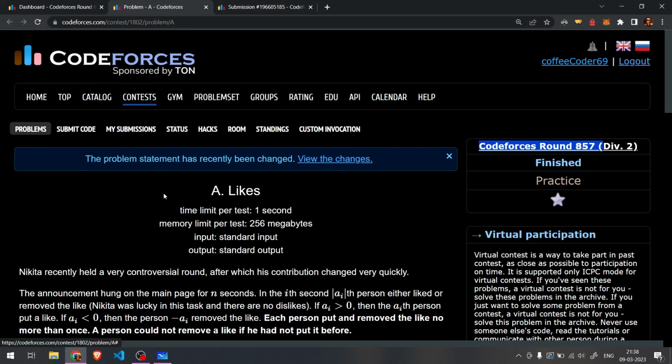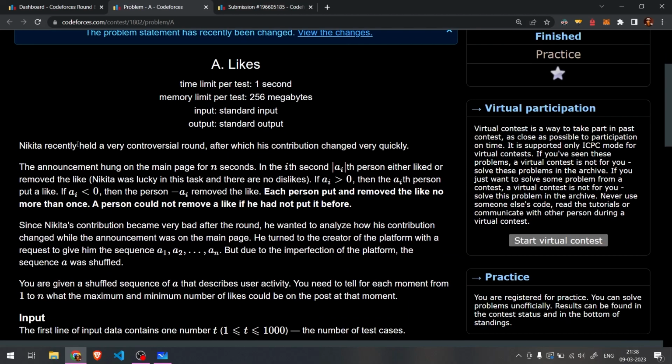Today we are solving Codeforces Round 857, Problem A, Likes. So basically there was a Codeforces round, or any round of a problem contest, and there is a post after the round, and there are posts on which people can like and dislike on this platform. So we are given an array which contains some information about who liked and disliked our post.